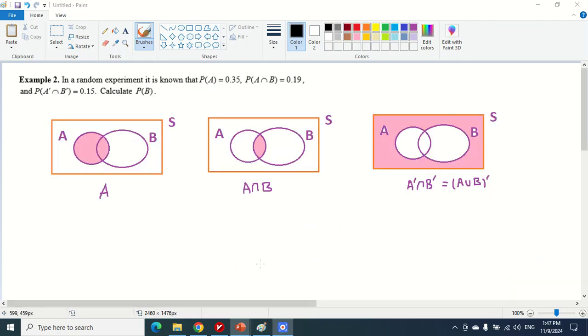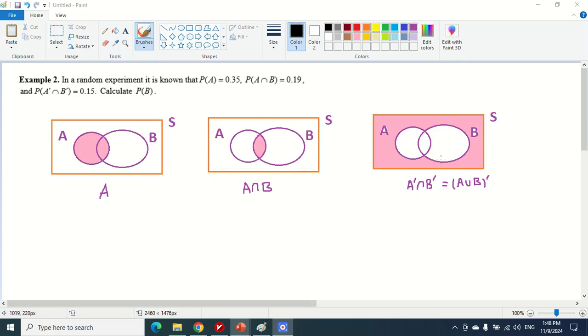In this question, in a random experiment, it is known that the probability of A is 0.35, their intersection is 0.19, and the probability of A prime union B prime is 0.15, and they ask you to calculate the probability of B. To visualize the question, I sketched the shaded parts over here. The first one determines the set A, the second one their intersection, and the third one is A prime, A complement, intersected with B complement, which, based on De Morgan's rule, is equal to (A union B) prime.